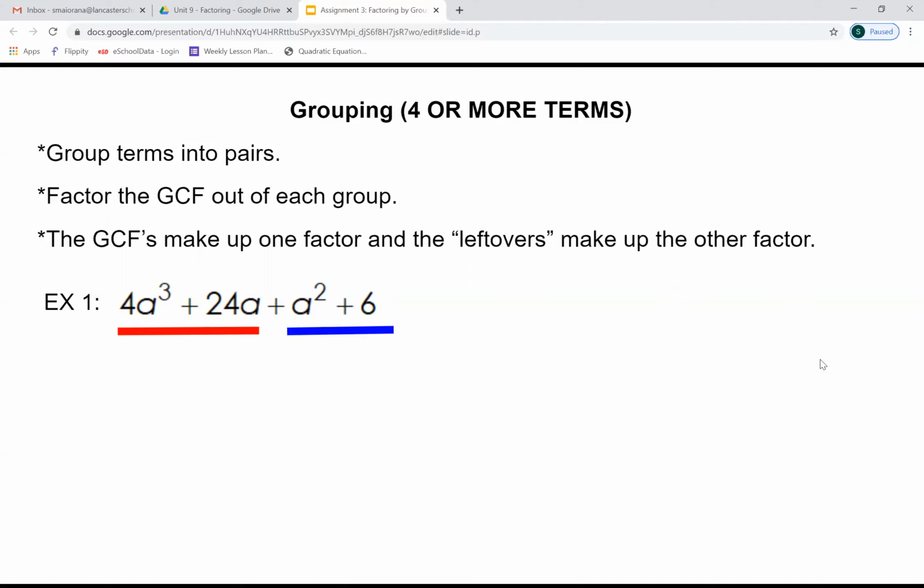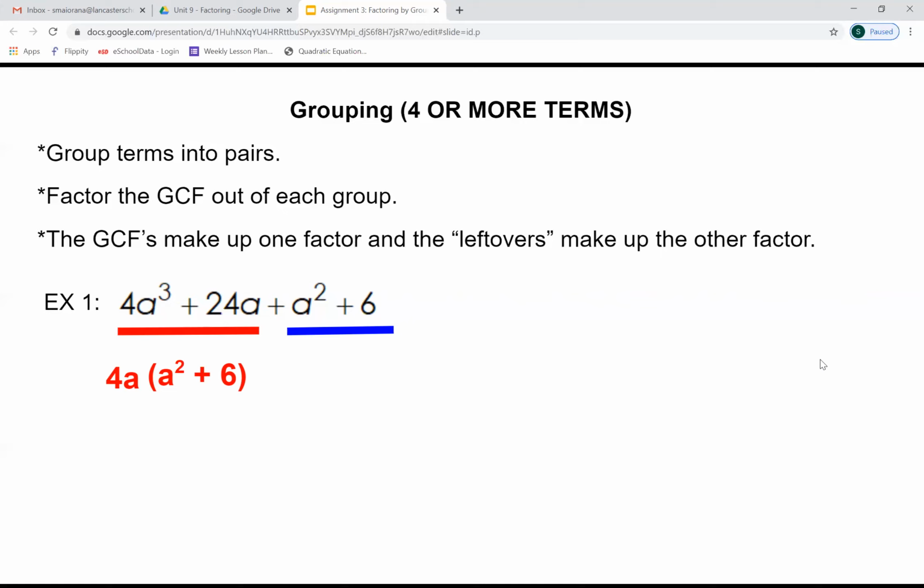So if I focus first on my red group, the 4a cubed plus 24a, the biggest number I can divide out of both of those is 4. And the biggest power of a that I can take out from both is just a to the first. So 4a is my GCF. When I factor that out of those pieces or divide it out, I'm left with a squared plus 6. So just like how we factored the GCF out in the last lesson.